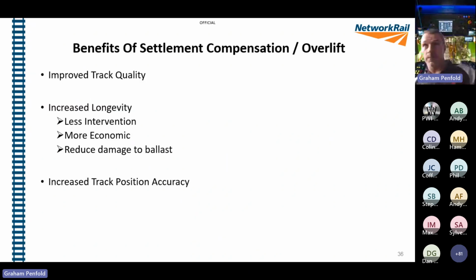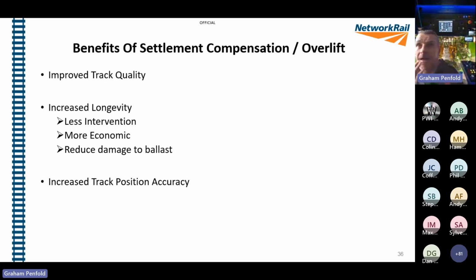Finally, the last part of the presentation is to have a look at some of the benefits of settlement compensation. Well, the first one is improved track quality, because we are hopefully going to be a lot closer to our design position, like I showed you at the beginning. We're overlifting it, so after settlement, we want to be closer to our design position. The biggest benefit is increased longevity, so you would need to intervene less.